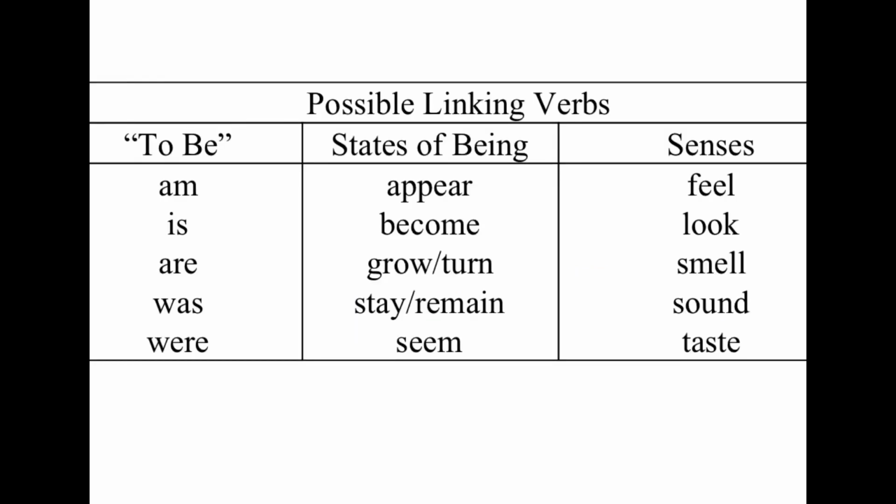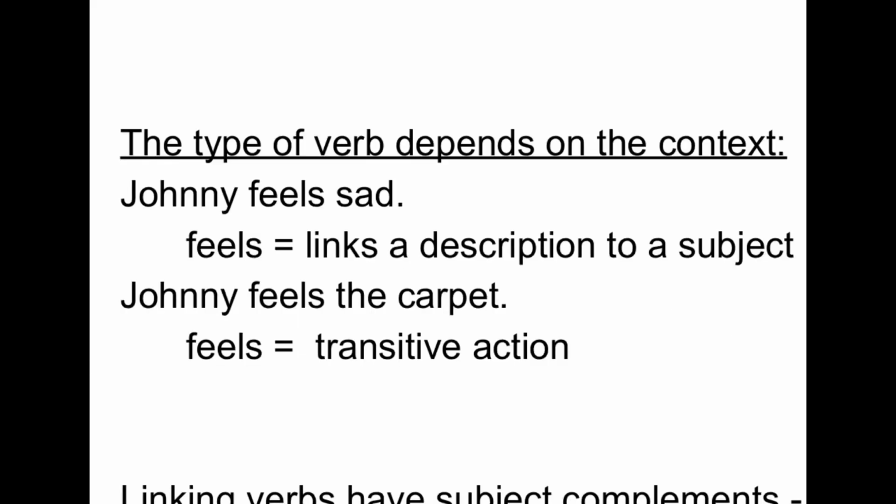Here's a table of some of the possible linking verbs. These are forms of the verb to be, such as am, is, are, was, and were. States of being, such as appear, become, growing or turning, staying, remaining, or seeming. And one of the five senses. This is not an exhaustive list, but some of the more common ones. That being said, these are not always linking verbs. The type of verb depends on the context.